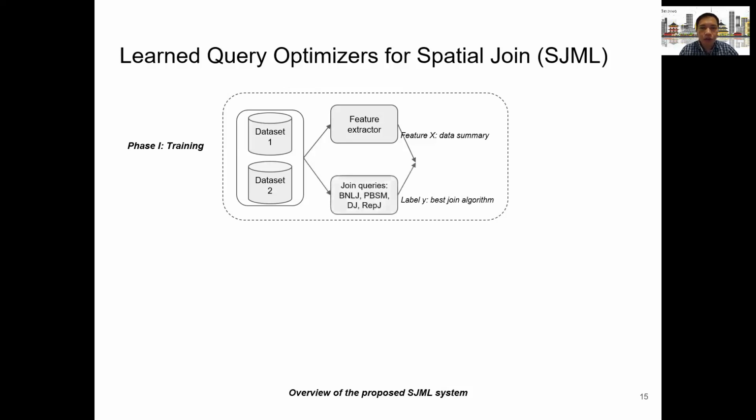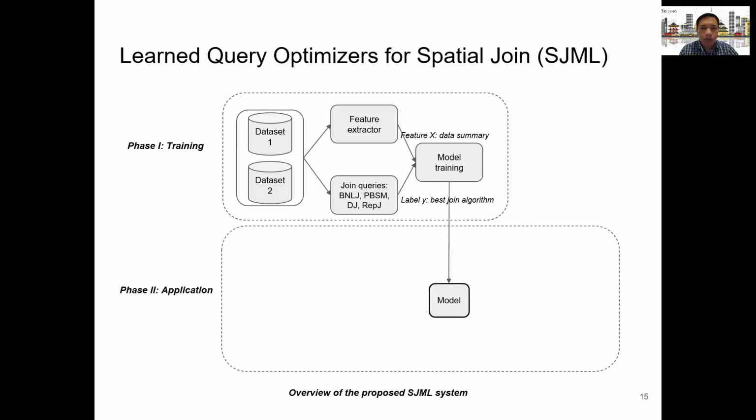Next, we execute the four join algorithms on the input datasets. After that, we will know the best join algorithm in terms of running time for the given input datasets. Finally, we fit the feature X of data summarized and label Y of best join algorithm to a random forest classification model. The trained models will be used in phase 2 applications.